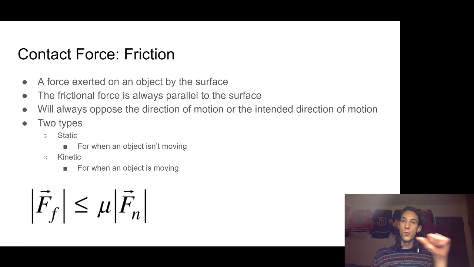Or if our object wants to slide to the right, then maybe you're pushing on it, but you don't have enough force to make it move, the frictional force is still going to oppose that intended direction of motion. It's going to still act to the left because you want to push it to the right. And with friction, really the main confusion that we had with it, the hardest part, is that there's two types. There's static friction for when an object isn't moving, and then kinetic friction for when an object is moving.